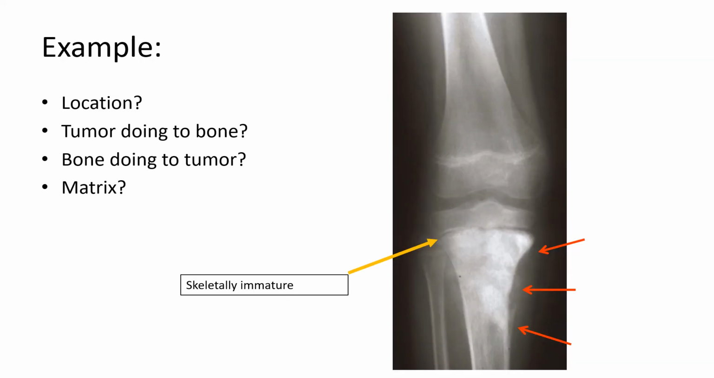Here's another skeletally immature patient. Location, metaphyseal. What's the tumor doing to the bone? What's the bone doing to the tumor? We again see the red arrows showing a soft tissue mass with some response, a Codman's triangle.